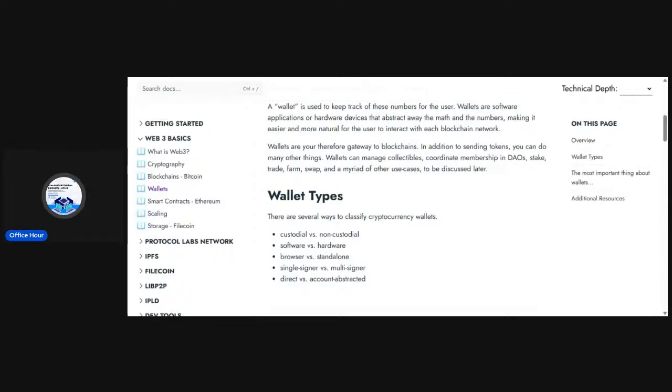Who has used Exodus wallet? Okay, so that's a standalone wallet, a self-contained crypto wallet. Then the single wallet. What about single wallet?